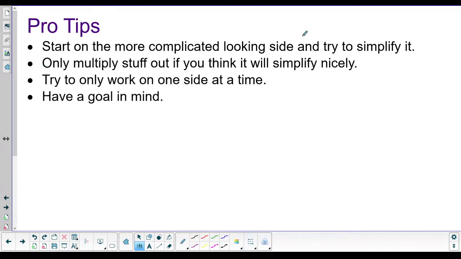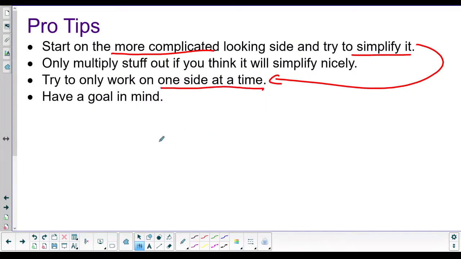So here's our strategy going forward. You want to start on the more complicated function, and you're going to try and simplify it. This is what we did in the first lesson. We're going to make something scary looking look not scary. That's strategy number 1. This kind of goes hand in hand with tip number 3, which is try and only work on one side at a time. So if you have scary stuff equals nice stuff.